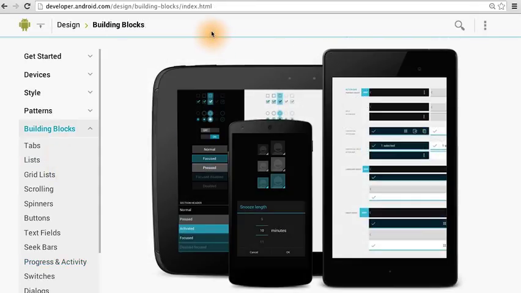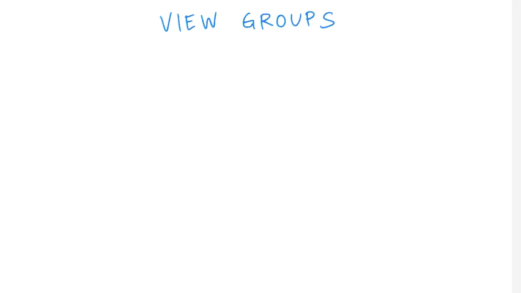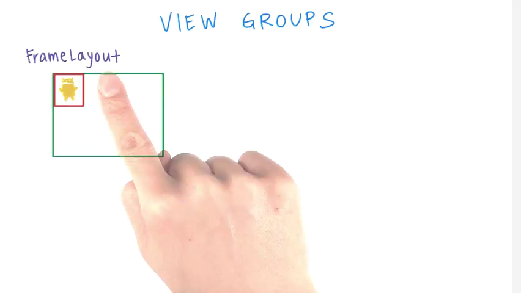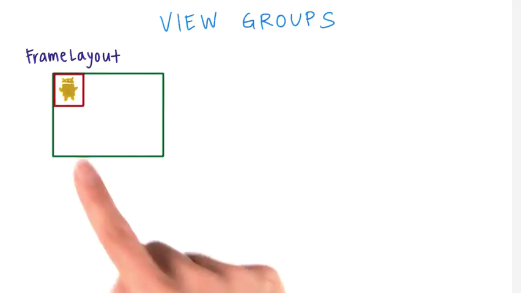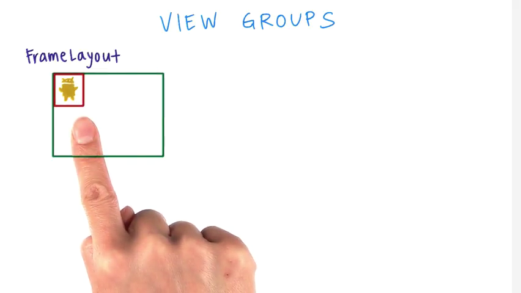Now, if you want to display multiple views together, you'll need a view group. A view group is a container for children views. Here are a couple of common view groups, which Dan introduced earlier. First, we have a frame layout. A child that gets added will be by default positioned in the top left corner of the view group. If you add a second view here, it will overlap the first one. So typically, we only have one child per frame layout.